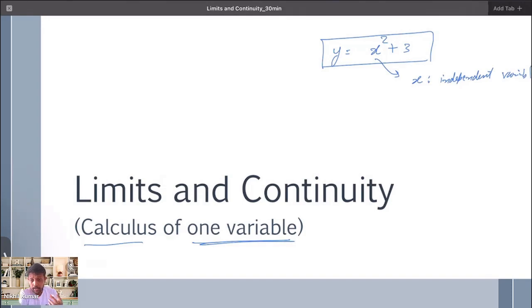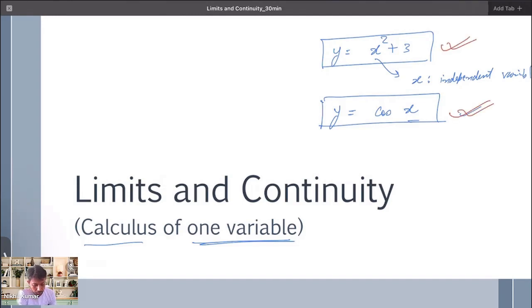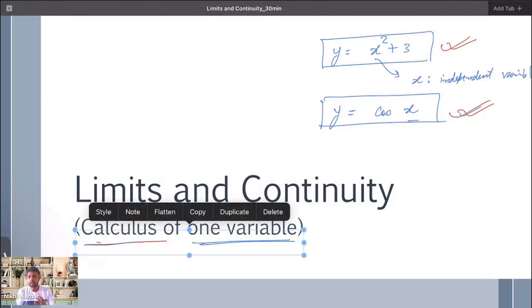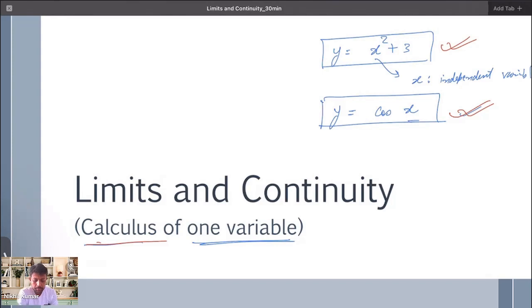There can be other functions having one independent variable, like let's say y equal to cosine of x. This also has one variable only. We're going to stick to these kinds of functions only. We're not going to study calculus of more than one variable, like functions that have two variables or three variables.